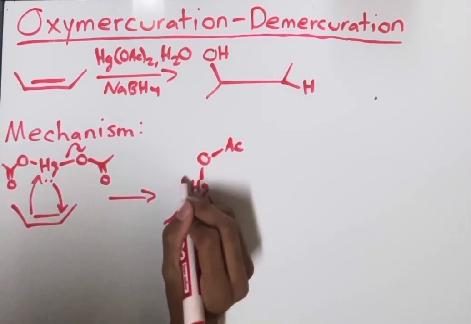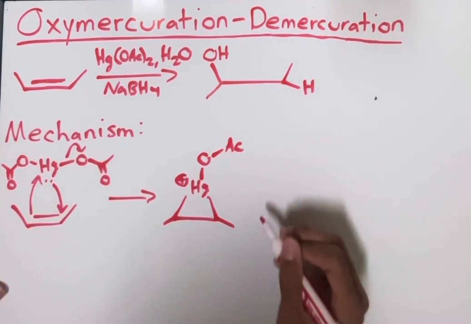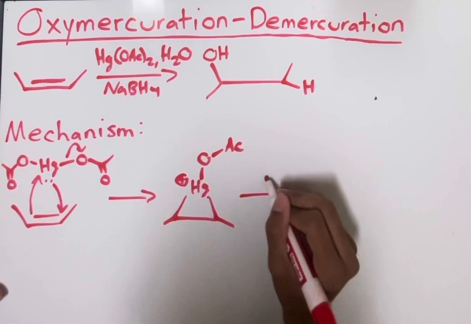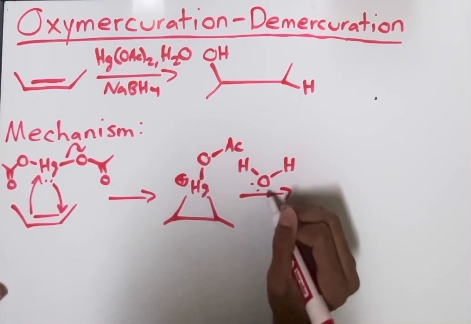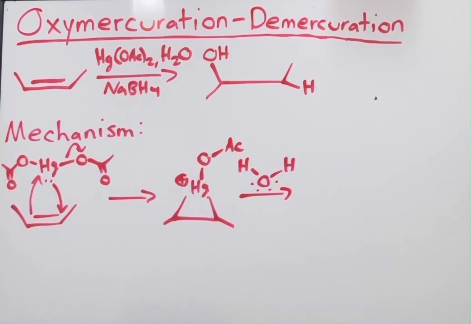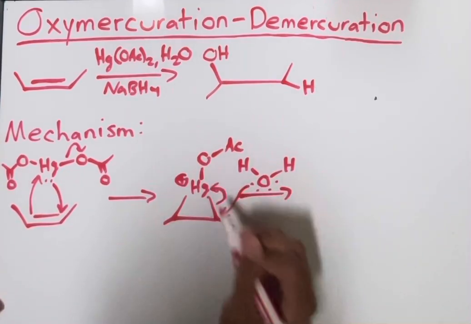So therefore, our mercury has a positive charge. Now what happens is we can bring in our water, just like this, 2 lone pairs, and it's going to attack one of our carbons and break the bond between a carbon and mercury.